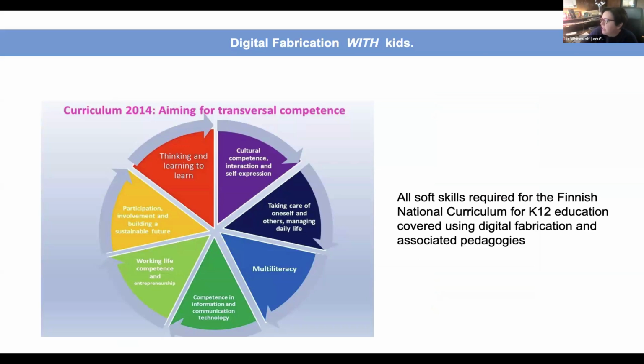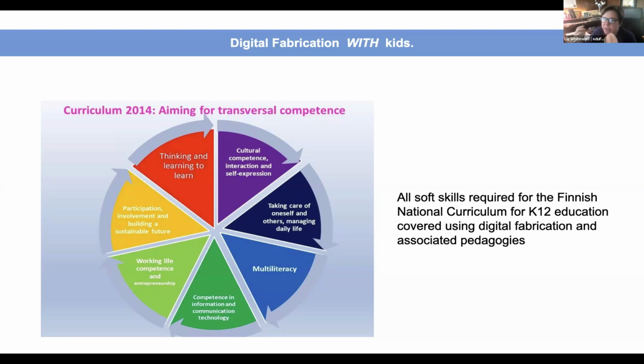So in the Finnish national curriculum, all these soft skills that Yvonne, I think, shared, are involved in the national curriculum for K-12 education in Finland. We have similar things in the States, depending on which state and which district you are in. We're kind of all over the map. But a lot of states and a lot of countries are adopting standards or curriculums that support these types of non-technical learning objectives: thinking and learning to learn, cultural competence, interaction, and self-expression, taking care of oneself and others, managing daily life. This also sounds a little bit like social emotional learning.